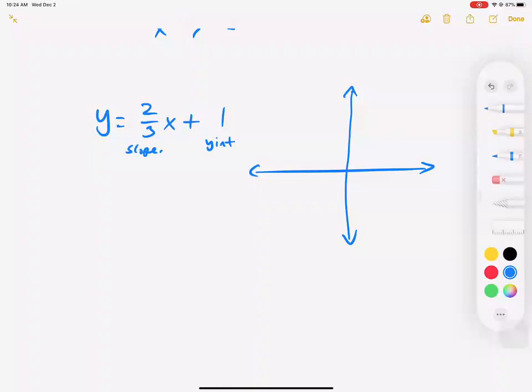So if I'm graphing this, the y-intercept is in the y direction. That's at 1. Put a dot. And then the slope is up 1, 2, and the rise is 2, and the run is 1, 2, 3.